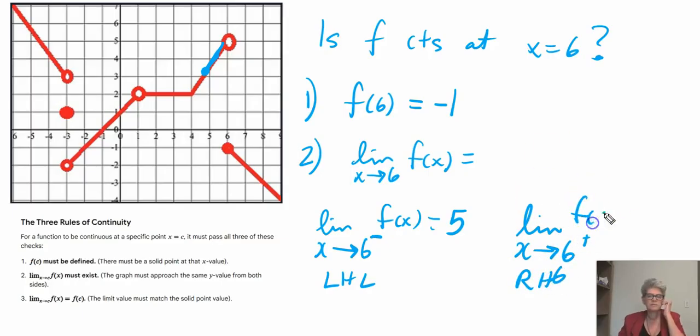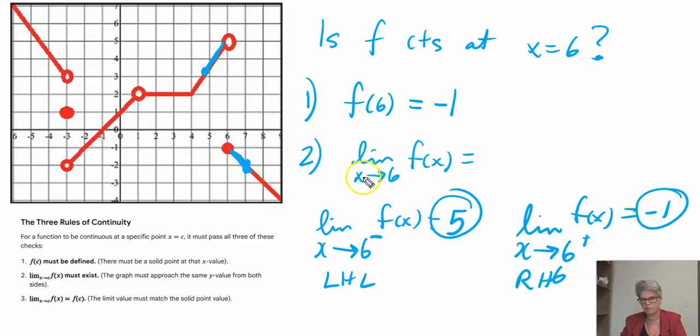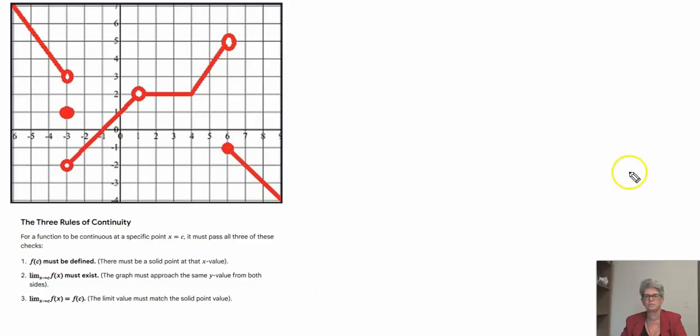So when I'm somewhere to the right of 6, so somewhere here on the graph, and it's approaching x equals 6, what are the y-coordinates approaching? The y-coordinates are approaching -1. Now, my left-hand limit and my right-hand limit are not the same. Therefore, the limit does not exist. So, rule 2 fails. And so the answer to that is no.